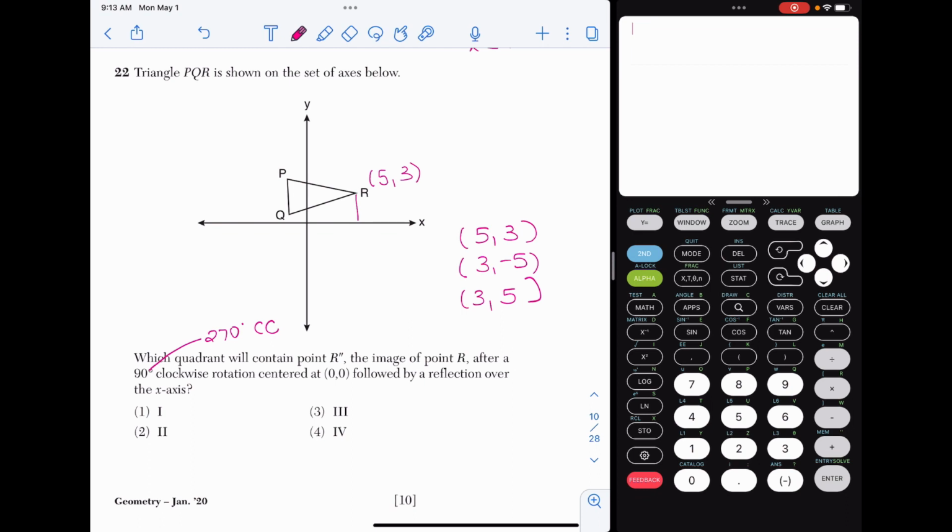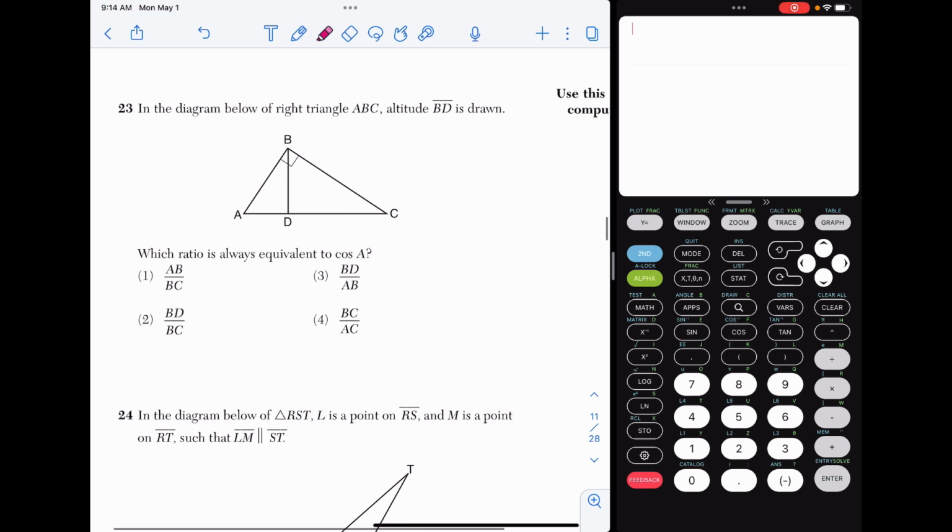If I plot 3, 5 approximately, it's going to land in that same quadrant, quadrant 1. As a reminder, this is quadrant 1. And then we go in a counterclockwise circle, 2, 3, and 4.